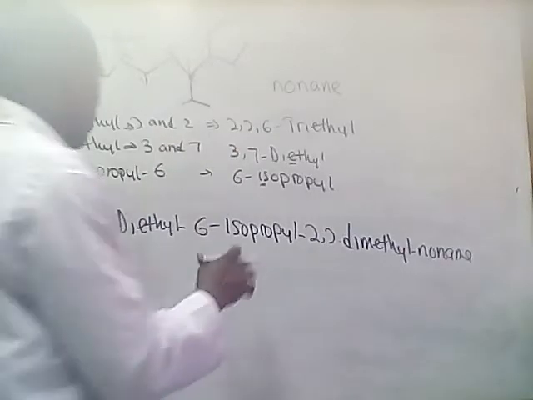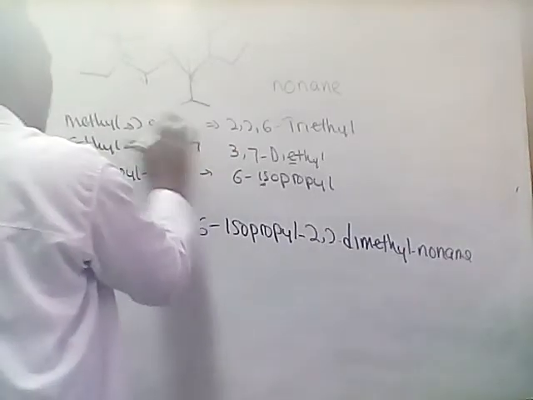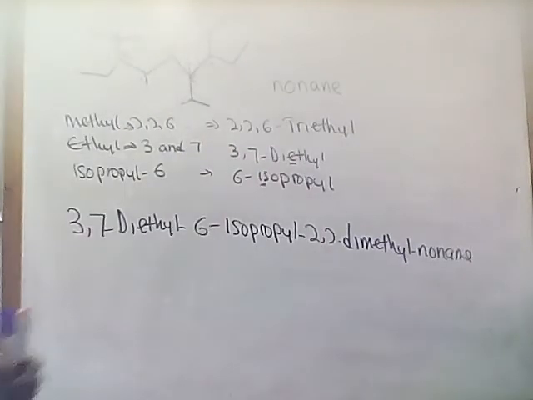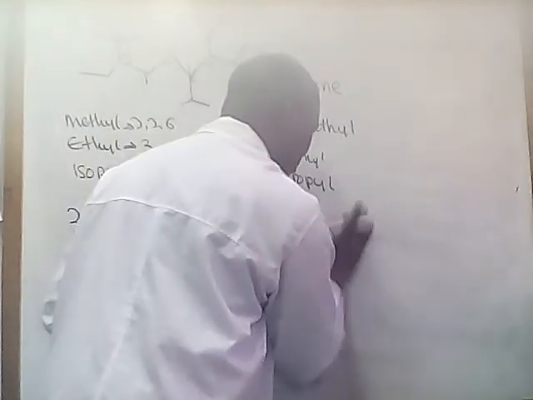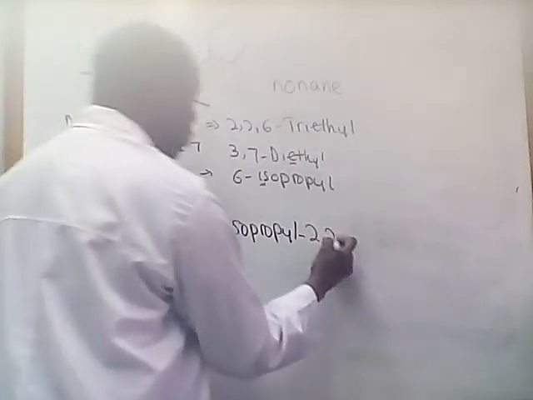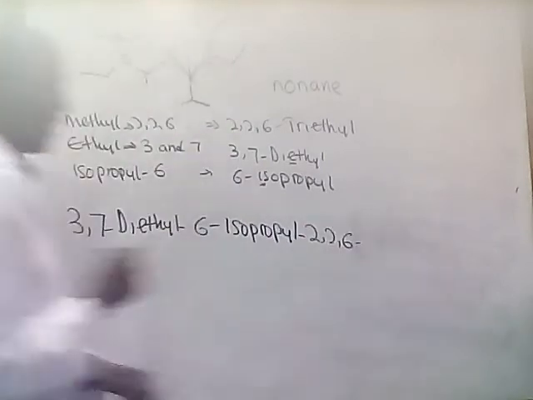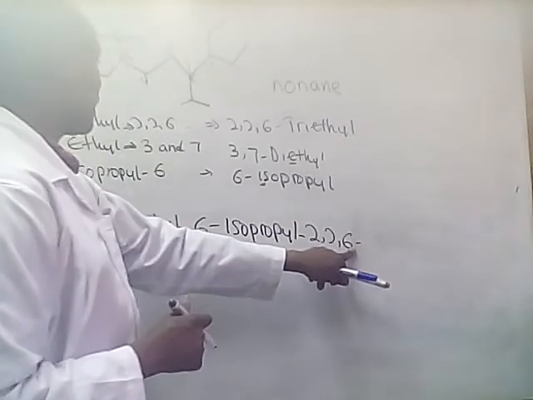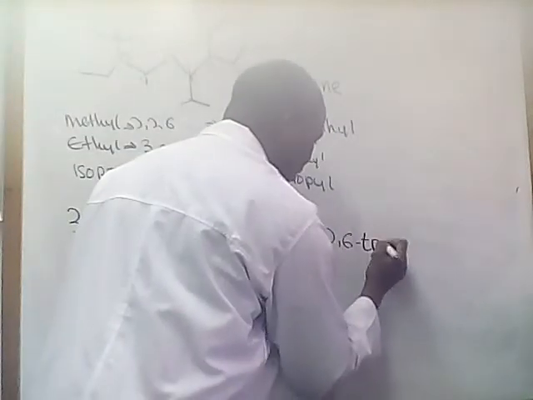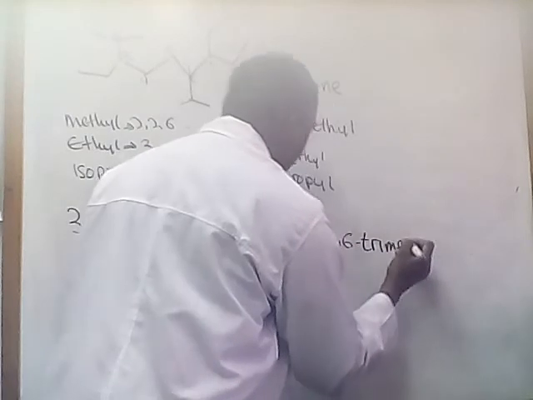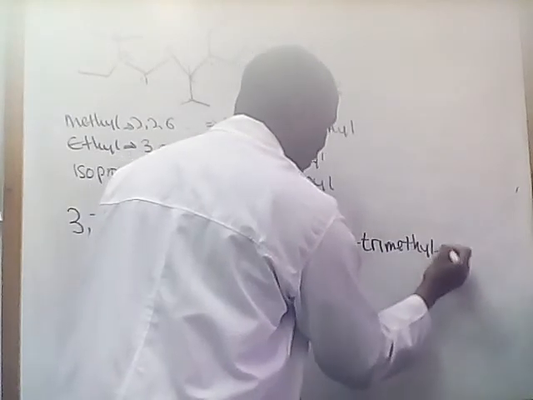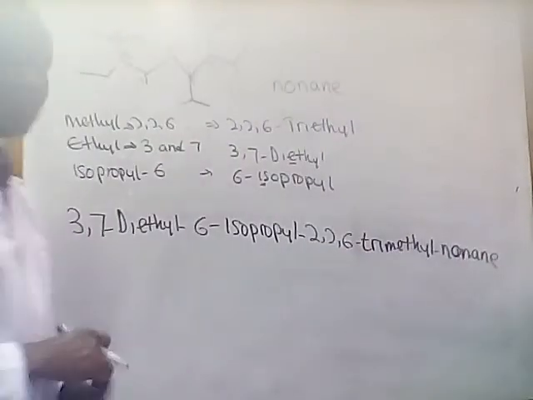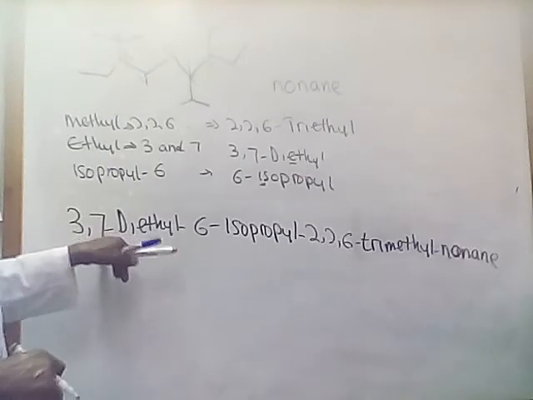2,2,6. I'm sorry for that one. So there will be 2, 2 and 6. So it will be 2,2,6. This will be 2,2,6. That will be good. So 2,2,6, and then I'll have trimethyl, and then nonene. So let's see, 3,7.